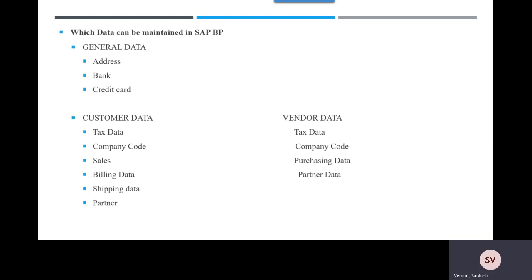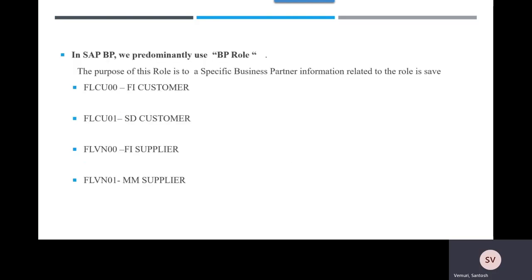Okay. And next, in business partner, we predominantly use a BP role. So what is this BP role? As we discussed, we have specific roles for each and every functionality. Like for my customer, FI customer, I need FLCU00. The main use of this FI customer is, if I want to post some manual JVs or if I want to use my FI transactions, I need to have my FI customer created in the company code.